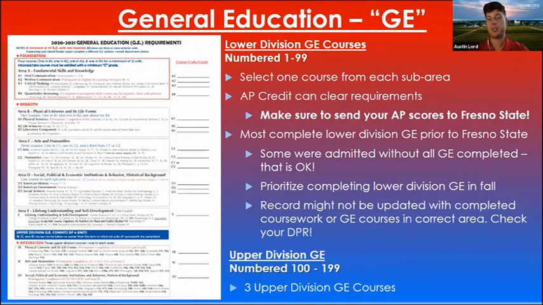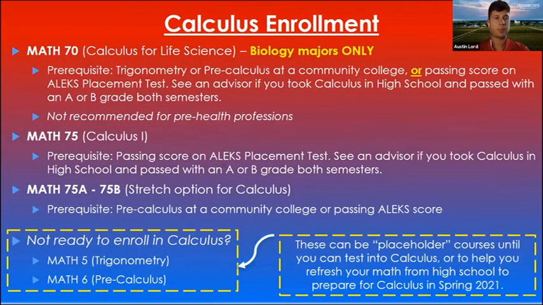Now, for the upper division, there are three courses, and people don't always know that they do have to take more GE courses once they get here. Those are in the lower part of the sheet, that other box. So we'll zoom in on those and cover in more detail what the upper division areas are. Oh, in a moment, sorry.